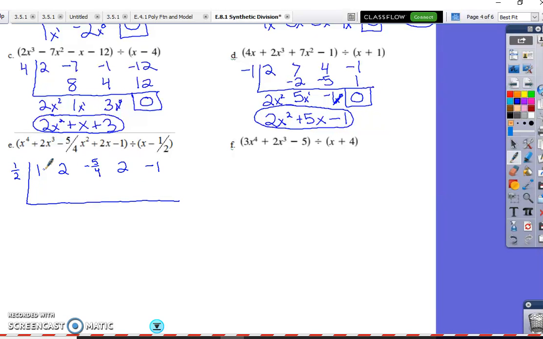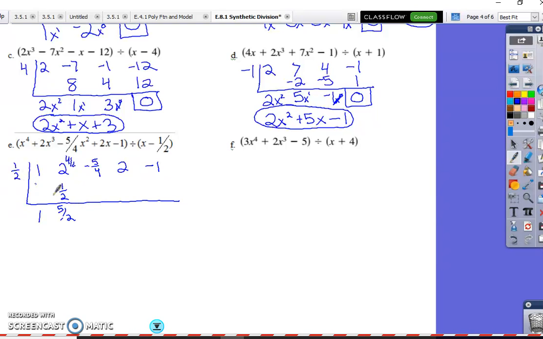So those are all of my terms here. So we got to use fractions, but you can do the same thing. Bring the 1 down. 1 times 1/2 is still 1/2. When you're adding these together, you can think of this 2 as 4 halves if you want to, if that helps. So 4 halves plus 1/2 is 5 halves.